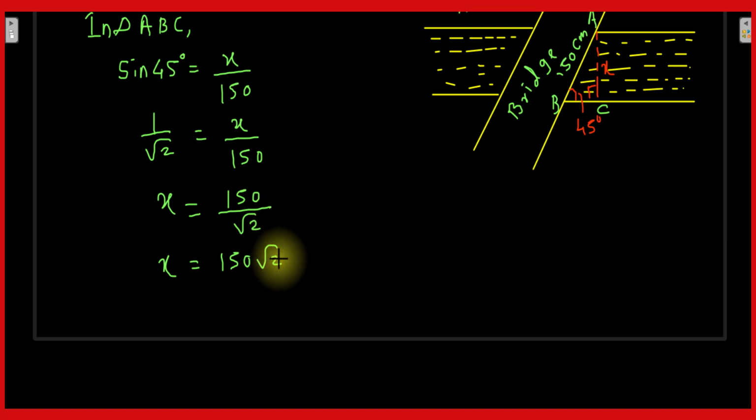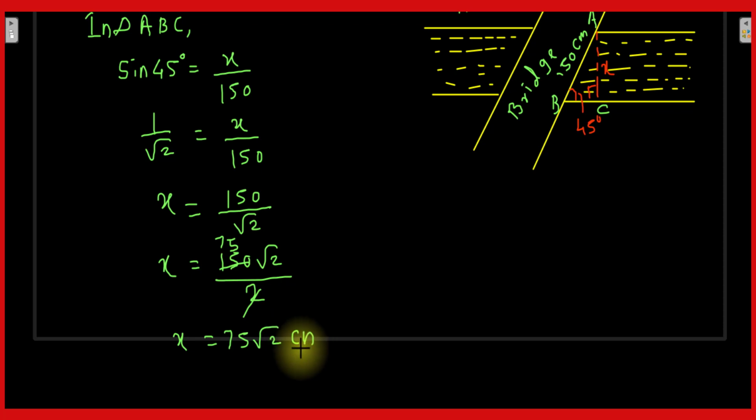We have multiplied the numerator by root 2 and the denominator also by root 2, so root 2 into root 2 will be 2. So 2 ones are 2, 2 sevens are 14 and 2 fives are 10. So x will be equal to 75 root 2. It is in centimeter, so the unit will be centimeter. So the width of the river, that is AC distance, is 75 root 2 centimeter. You can put the value of root 2 as 1.414 and multiply and find the answer.